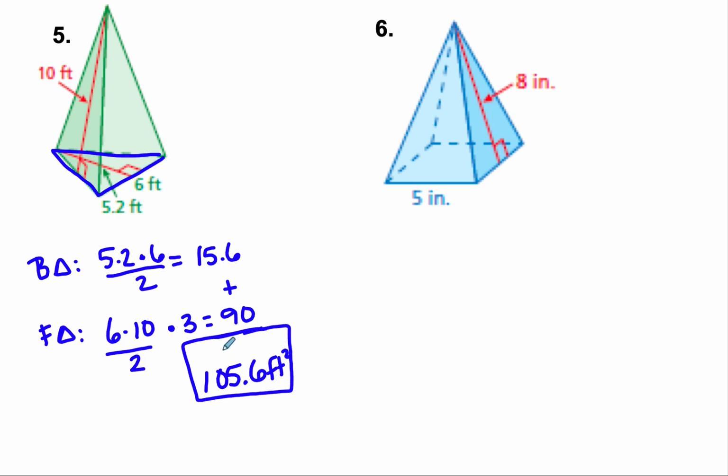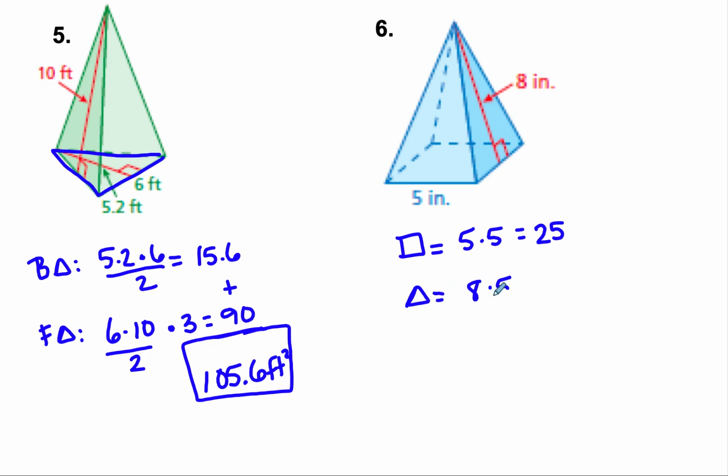All right, let's check our answers for number 6. So we'll start with the base. This one, it's a square. The side length is 5. So we do 5 times 5, which is 25. Now we need to do the triangle on the side. There are 4 of them that are all the same.